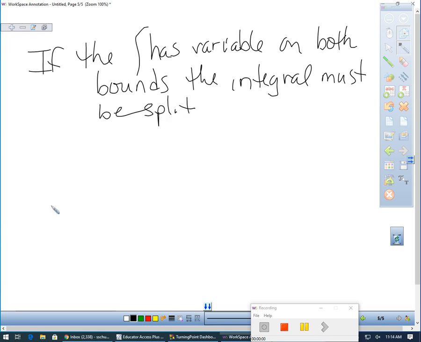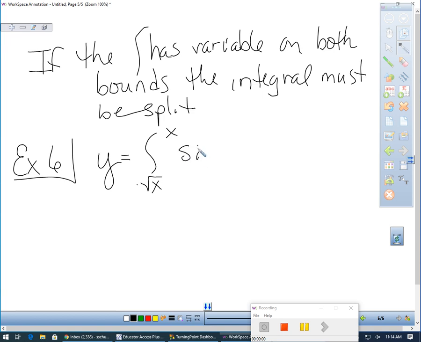All right, so here is my example. I'm on example 6. Let's say I have y equals the integral from the square root of x to x of, we'll do an easy one, sine t dt.